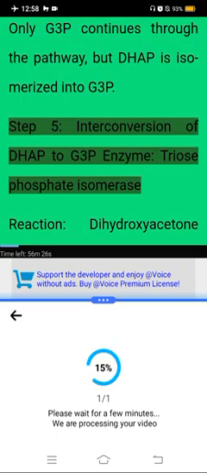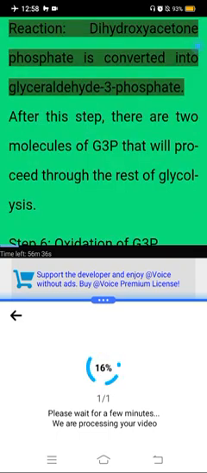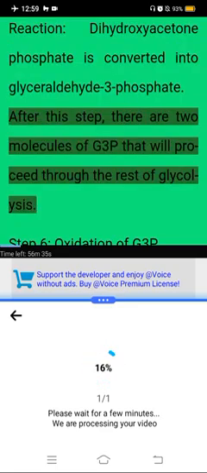Step 5. Interconversion of DHAP to G3P. Enzyme: triose phosphate isomerase. Reaction: dihydroxyacetone phosphate is converted into glyceraldehyde 3-phosphate. After this step, there are 2 molecules of G3P that will proceed through the rest of glycolysis.